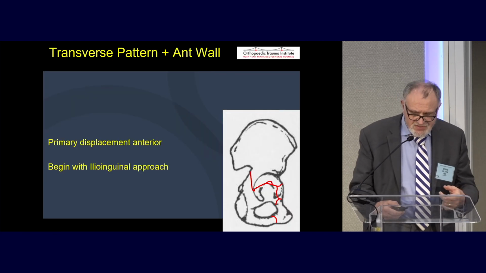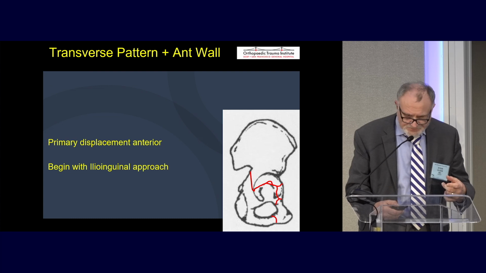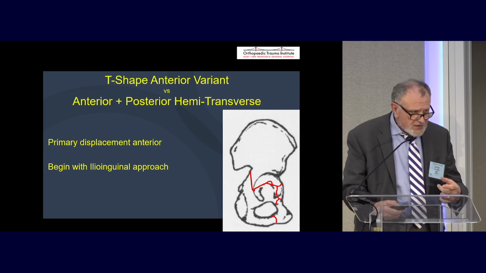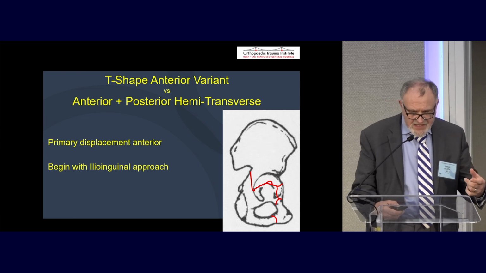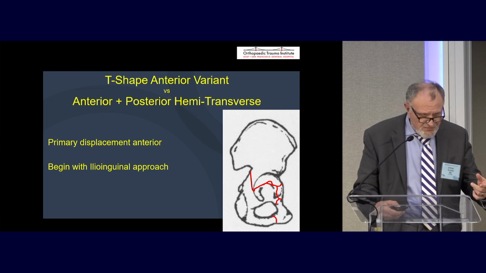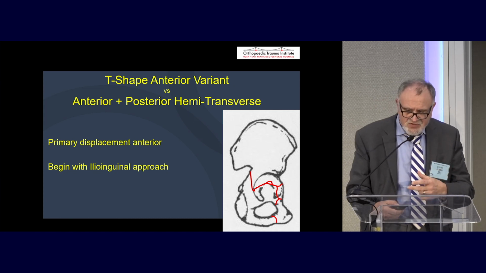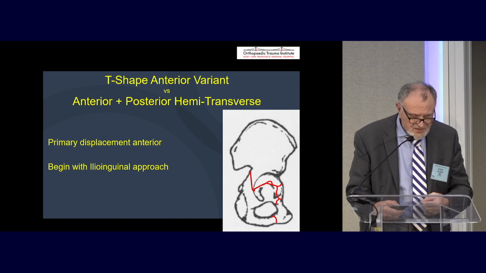From a classification point of view, if you're an Letournel advocate, this is really a transverse fracture with an anterior wall. So you could argue, you could call it a T, you could call it an anterior wall with a posterior transverse, but at any rate, it is what it is. His displacement was more anterior, so I elected to treat this from the front.